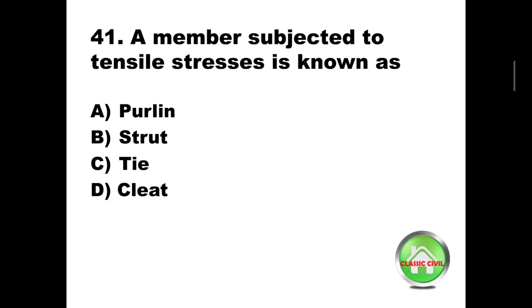Question number 41. A member subjected to tensile stresses is known as option A, purlin, option B, strut, option C, tie, option D, cleat. A member subjected to tensile stresses is known as, answer is option C, tie.